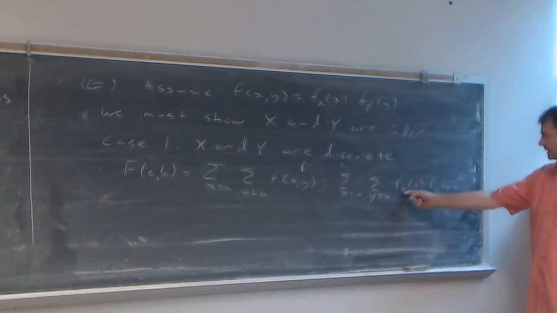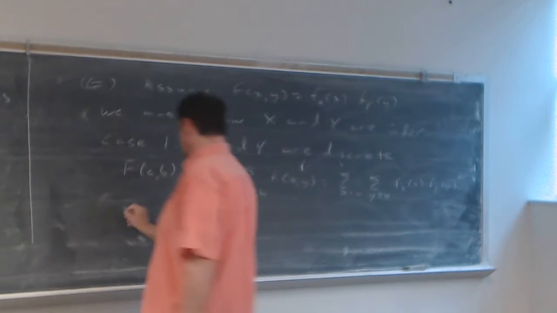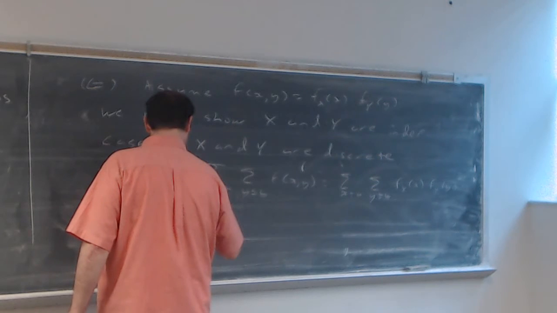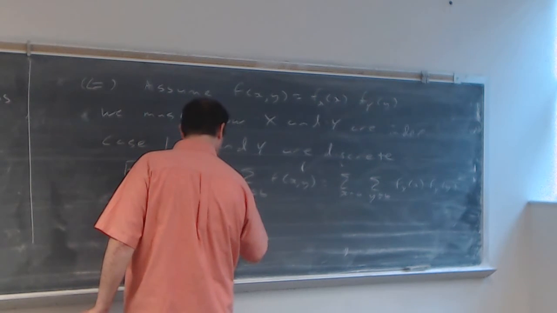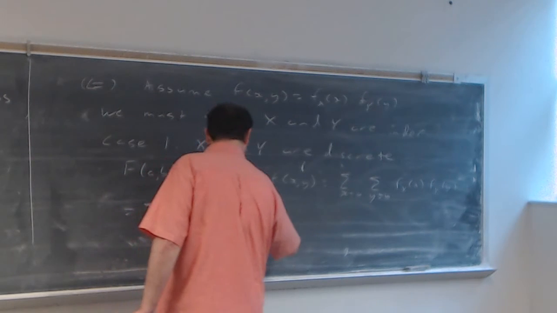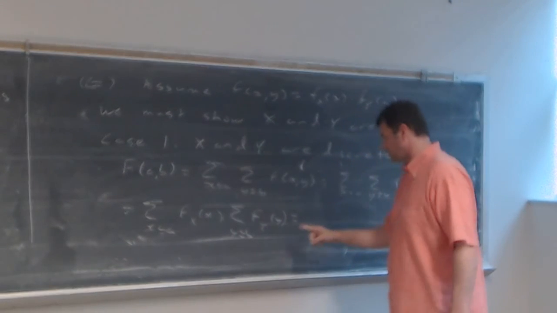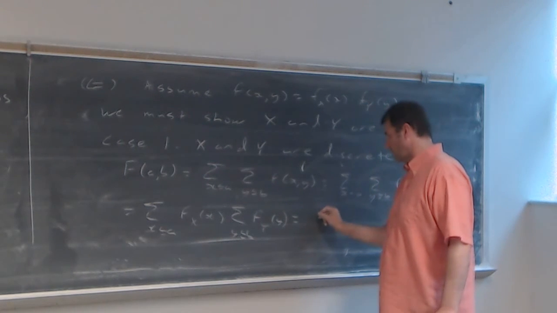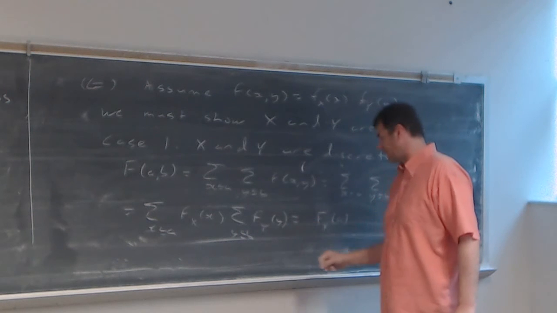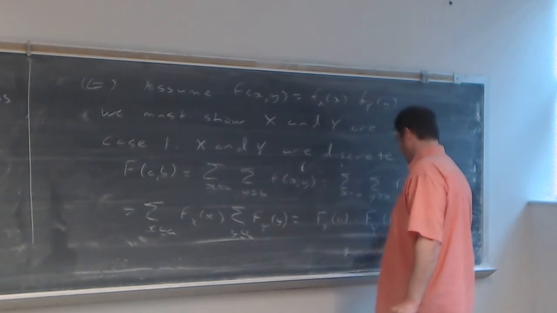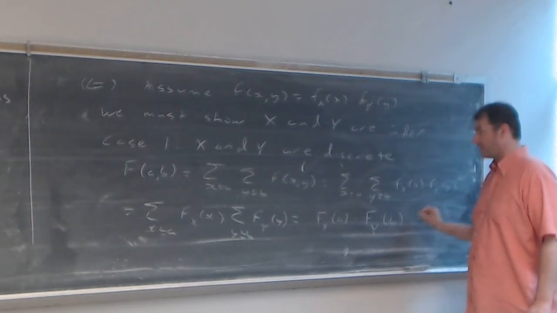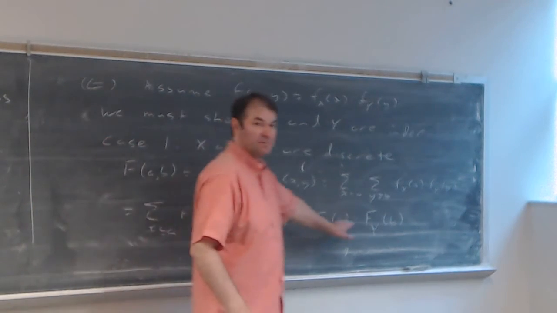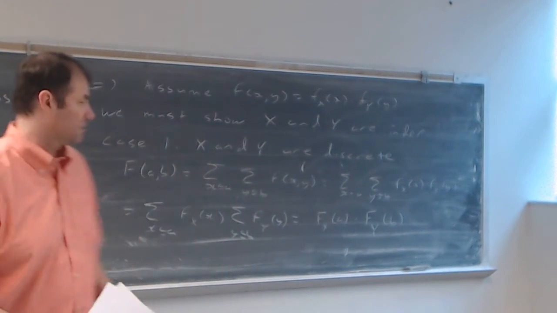So this guy didn't have a y in it, okay? So I can pull it out as a constant. So this is the sum over x less than or equal to A of f sub x of x, times the sum over y less than or equal to B of f sub y of y, and that's equal to, this first sum is nothing more than F sub x of A, that's its definition, times F sub y of B, where these are big F's, they're CDFs. And that proves this case. So the joint CDF is equal to the product of each individual CDF. That shows x and y are independent.